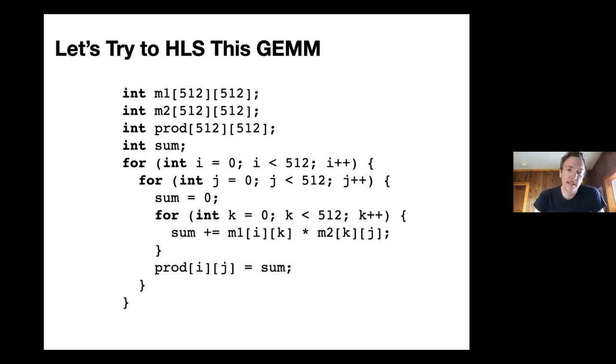On this slide, I've written the code for a really straightforward matrix multiply kernel. There are three memories here. M1 and M2 are the inputs, and prod is the output. And we're just using a temporary sum variable to do the dot product in the inner loop. If you feed this through Vivado HLS, this commercial HLS tool, one amazing thing is that it actually works. That is, it actually does produce an accelerator.